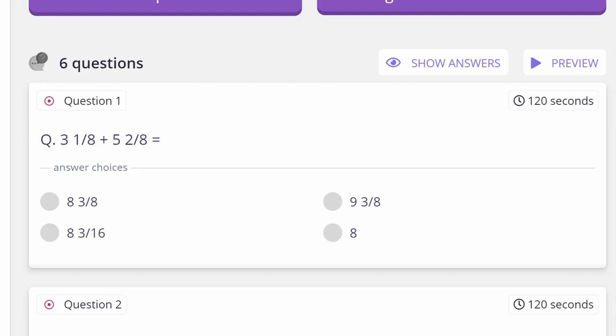Riyadh, go ahead quickly. 3 and 1/8 plus 5 and 2/8. Okay, so start with the fractions. 1 plus 2 equals 3, so how many eighths? 3/8. And the whole numbers? 8. So the answer is 8 and 3/8.